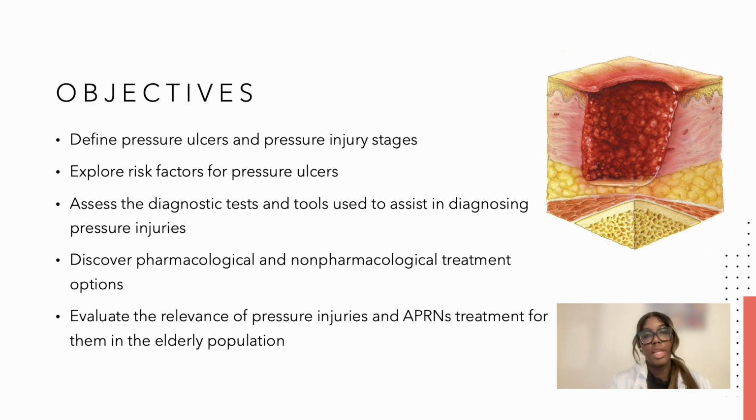So, on this first page, I got some objectives for this PowerPoint. First, we're going to define what a pressure ulcer is and go over the stages. We're going to go over some risk factors as well as some diagnostic tools and tests that are used to diagnose pressure injuries. We're also going to go over some pharmacological and non-pharmacological treatment options. And then lastly, we're going to go over the relevance of pressure injuries and APRN's treatments in the elderly population.